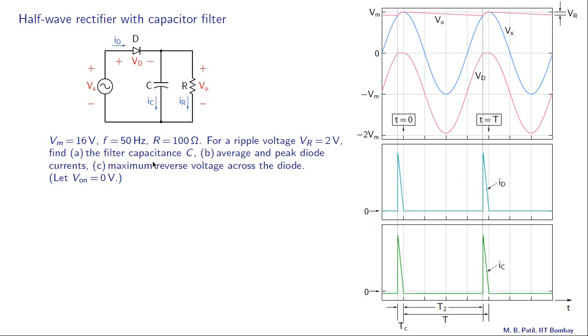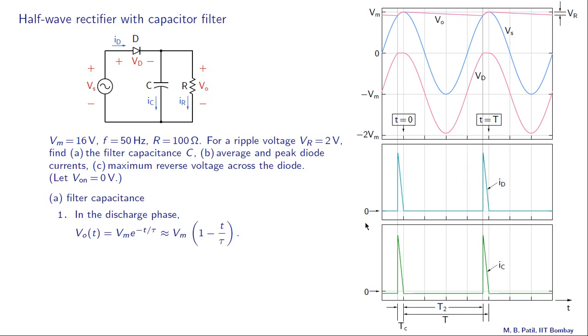So we'll do that first, and with that capacitance value, then we will look at what is the average and peak diode current, and what is the maximum reverse voltage that appears across the diode. And in all of these calculations, we will assume that V on is 0 volts, and in reality, a different V on like 0.7 volts doesn't really make too much difference, and we have already seen that in the plots that we saw earlier. Okay, so let's begin with the A part, calculation of the filter capacitance.